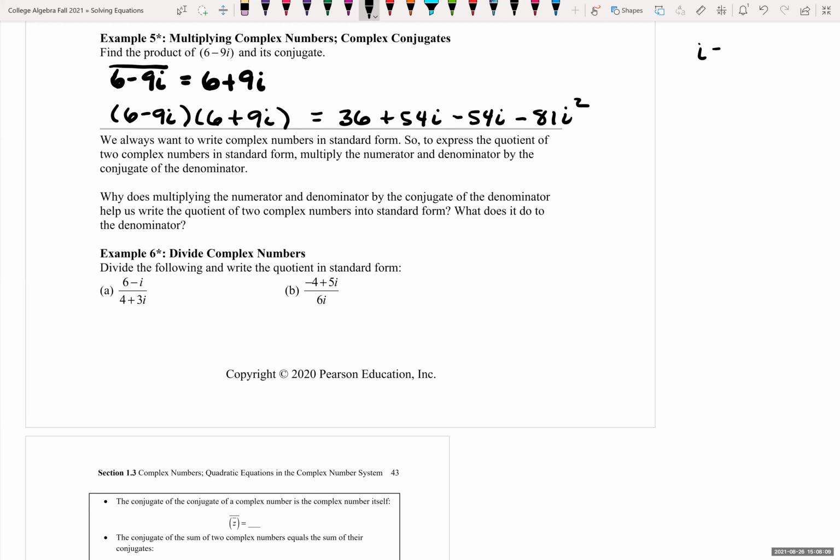So recall i was equal to this, by definition, the square root of negative 1. And if we square both sides, we can say i squared is equal to negative 1. And so we want to rewrite this. I'm running out of room on there. So notice that 54i minus 54i cancels. And so we have 36 minus 81i squared. But again, i squared is negative 1. So really here this is equal to 36 plus, because minus a negative 81 is plus 81. And so summing this, we get 117.